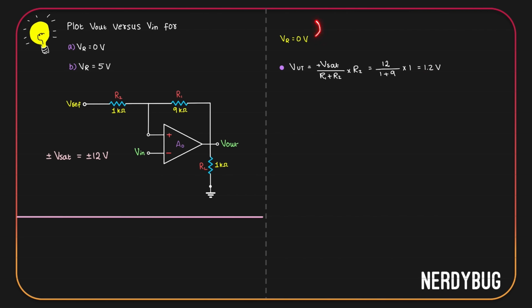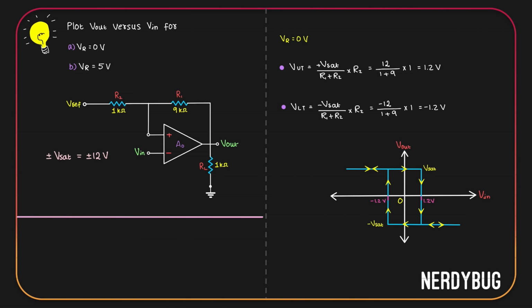Since reference voltage is 0, we do not really have to find the lower threshold voltage. It is definitely going to be negative 1.2 volt. If we plot the graph, this is how it will look like. We will have hysteresis between 1.2 volt and minus 1.2 volt.